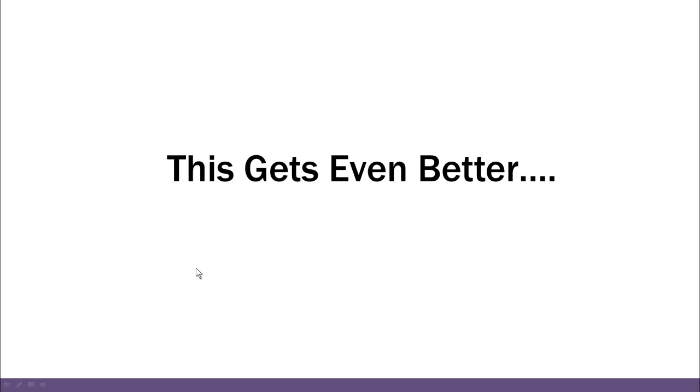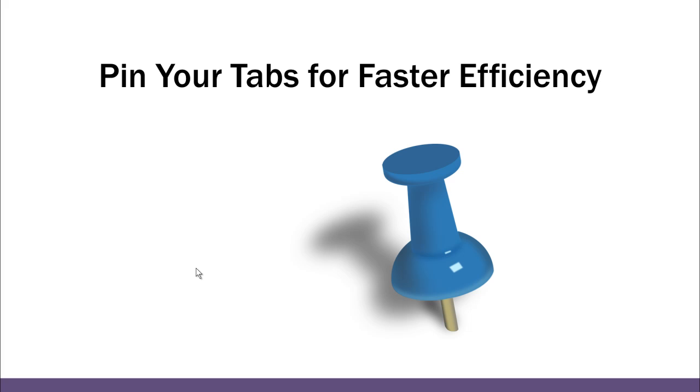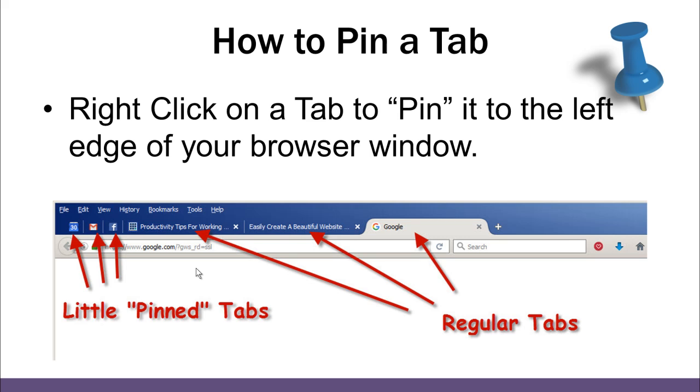All right, so tabbed browsing gets even better, because what you can do is you can pin your tabs for faster efficiency. So how does that work? Pinning a tab. You right-click on a tab and it will pin it over to the left. So here I have different browser tabs up, but these ones are pinned to the left for sites that I might be going to a lot.